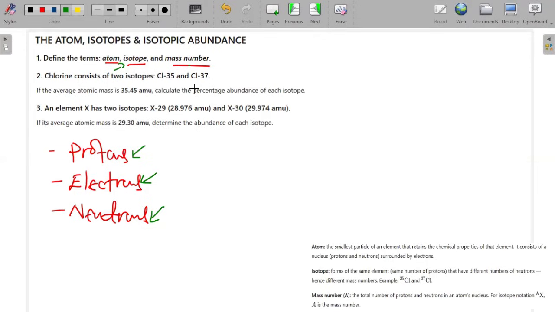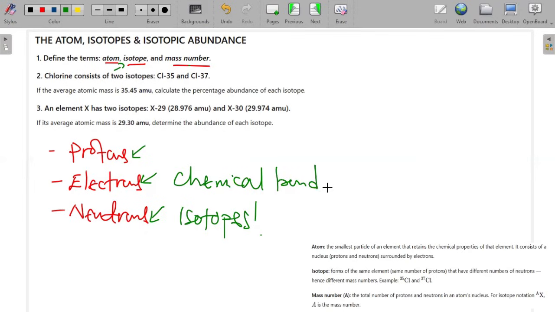You can define it in your own words, but don't run away from the main idea. The mass number is simply the total number of protons and neutrons added together in the atom's what? Nucleus. The neutrons, I've said, are responsible for making what? Isotopes. The electrons are for chemical behavior, so the chemical bonding and chemical behavior of that atom or element is a result of the electrons. And the protons are for the identity.